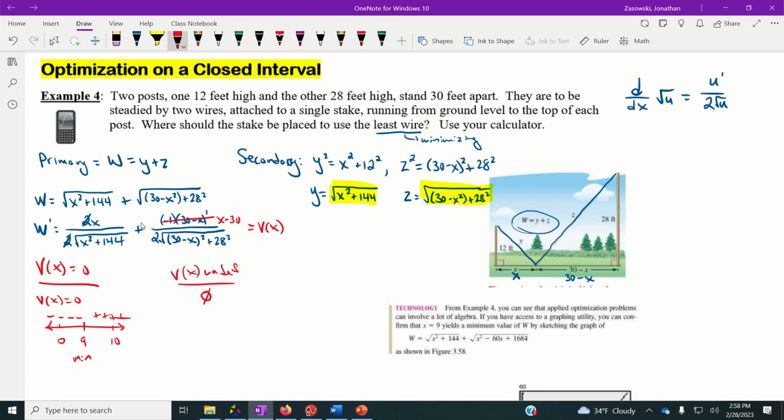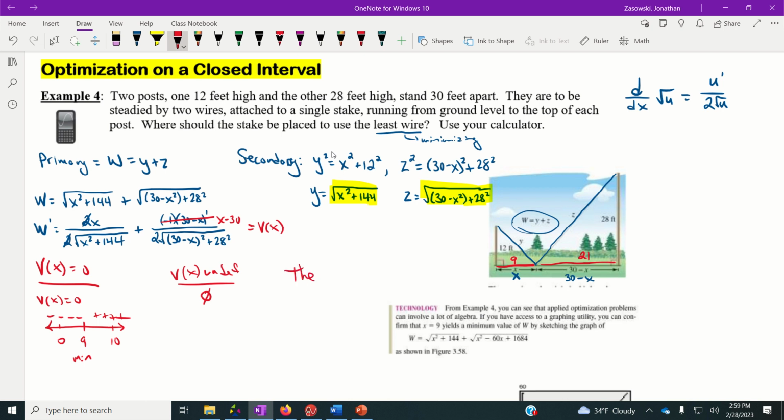And now we can figure out specifically that since x is 9, this is this distance from here to here. So we know that this is 9. And if we plug 9 in for x, 30 minus 9 becomes 21. That's how far away from the poles. So where should the stake be placed to use the least amount of wire? And then, nice and easy, we can state our answer.